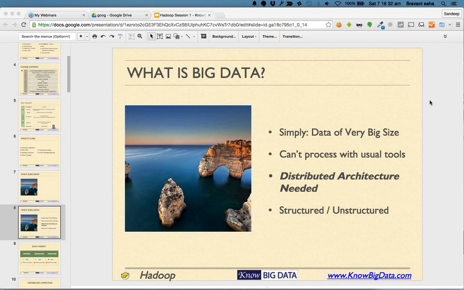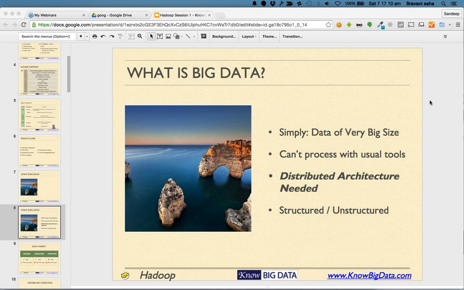So here is what I have consolidated. All right. So big data, in very simple words, is data of very big size. I'll come to the definition of big data again. That cannot be processed using usual tools, and for which you require distributed computing or distributed architecture. And data could be of any kind. As usual, whenever we say data, it can be structured or unstructured.